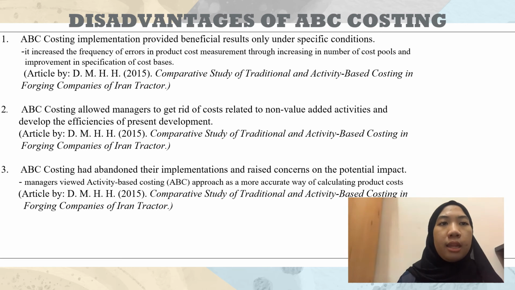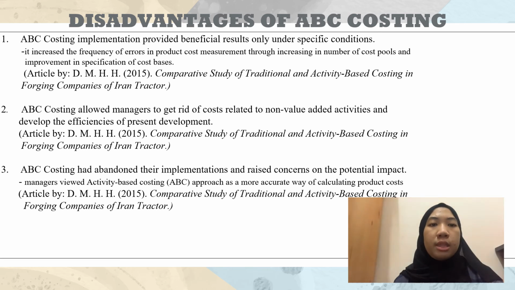This article states that the traditional costing system shows only financial information, while non-financial information like defect rates and throughput rates in each activity was beyond the capacity of the traditional costing system. At first, managers viewed the ABC costing approach as a more accurate way of calculating product cost.